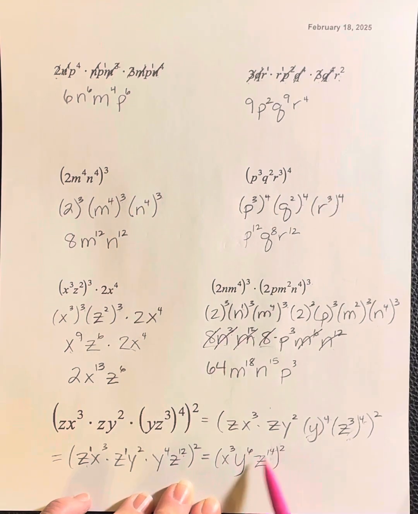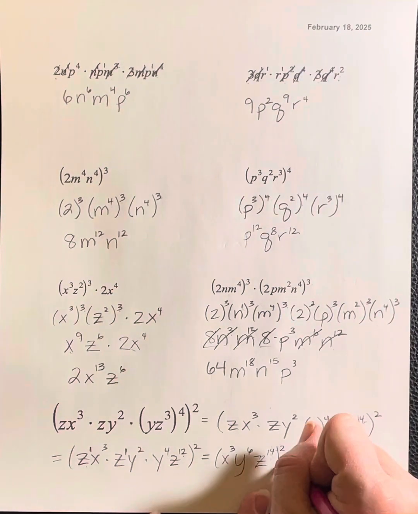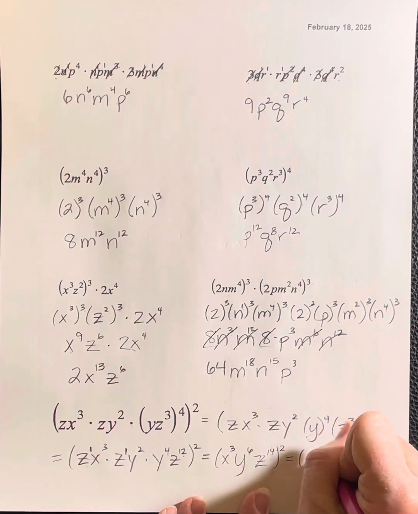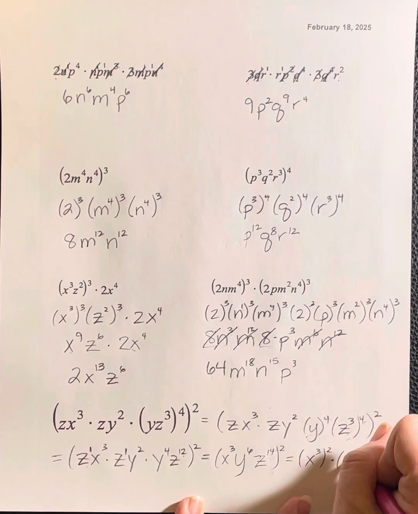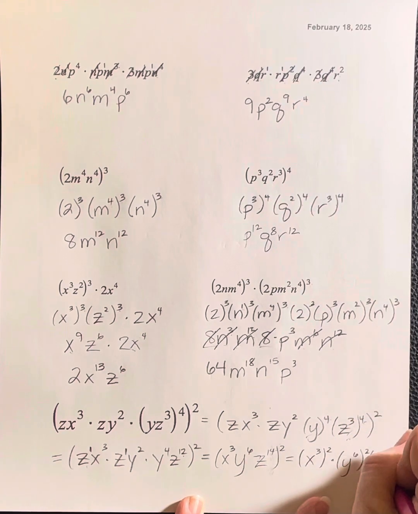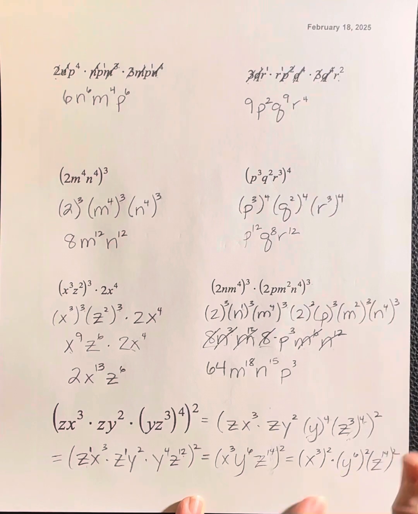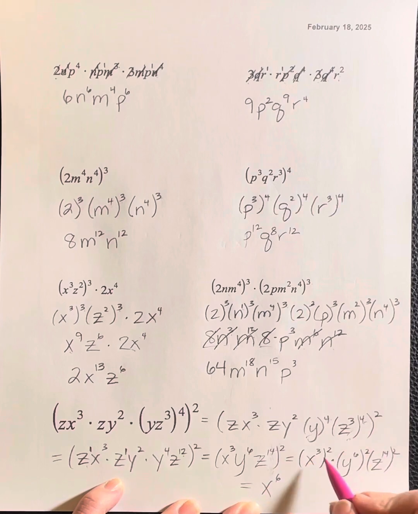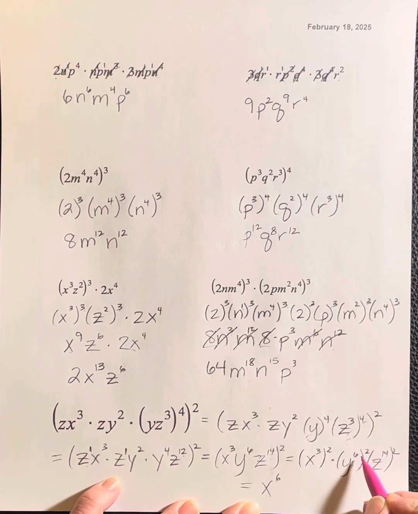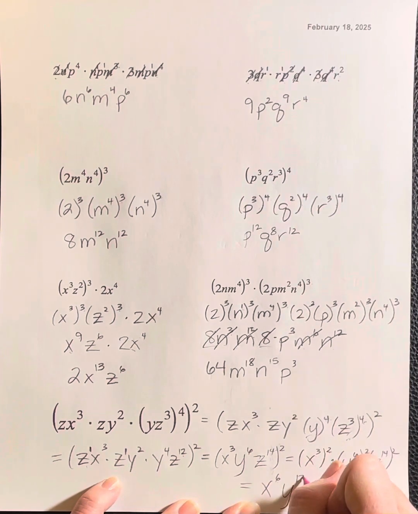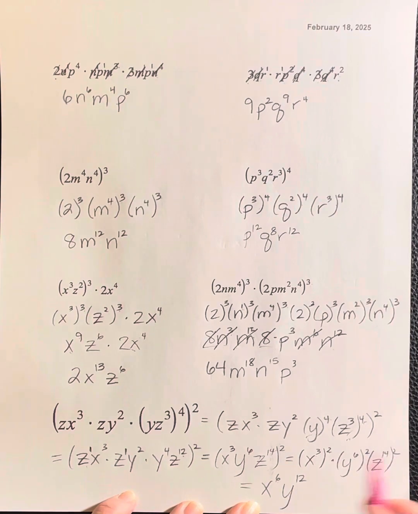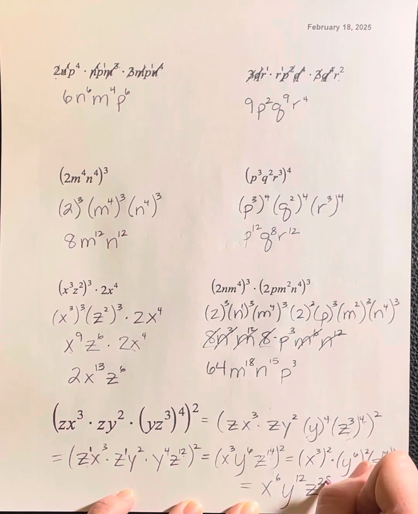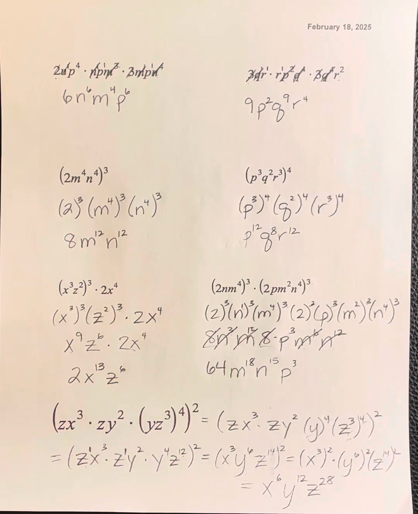So power to a power to a power. So I have to take the x cubed squared, the y to the 6th squared, and the z to the 14th squared. And my final answer will be x to the 6th. 3 times 2 is 6. 6 times 2 is 12. So y to the 12th. And 14 times 2 is 28. Those are the kind of problems that you are going to see on today's assignment.